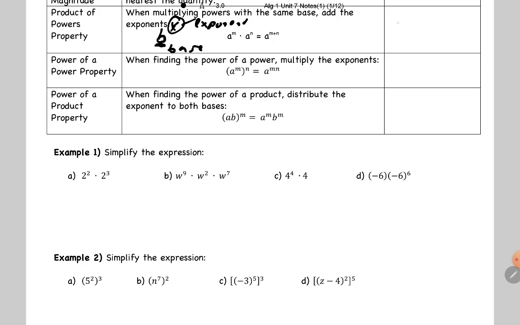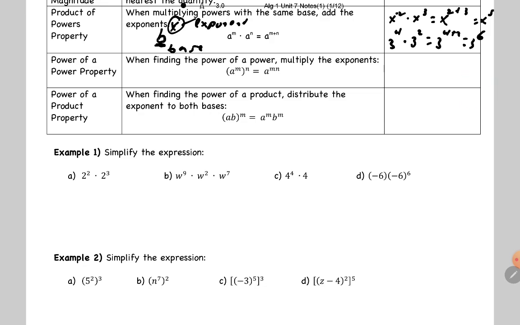So for example, if we had x squared times x cubed, that's equal to x to the power of 2 plus 3, which is x to the 5th. Another example, 3 to the 4 times 3 squared is the same thing as 3 to the 4 plus 2, which is 3 to the 6th power.